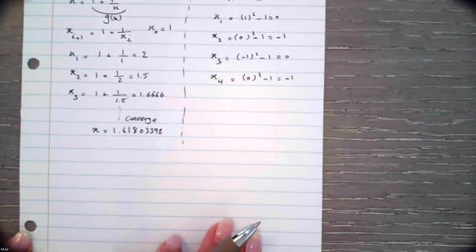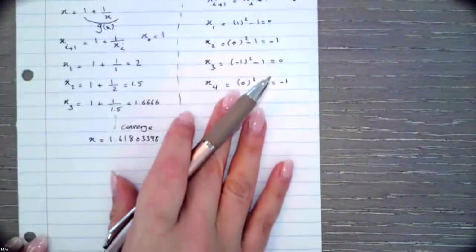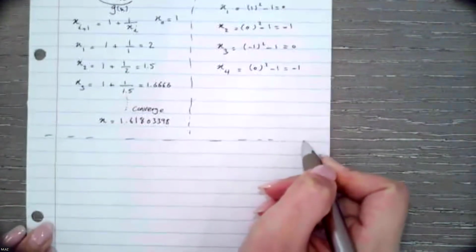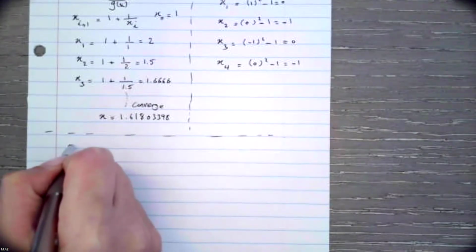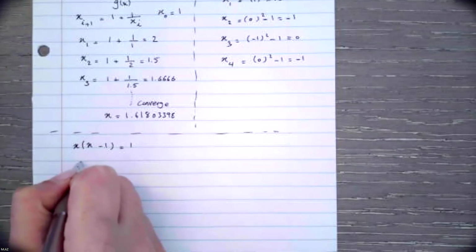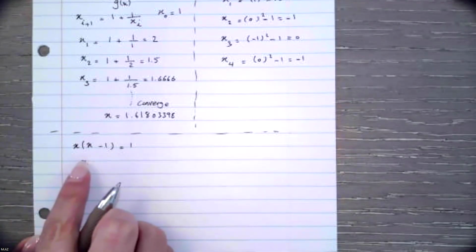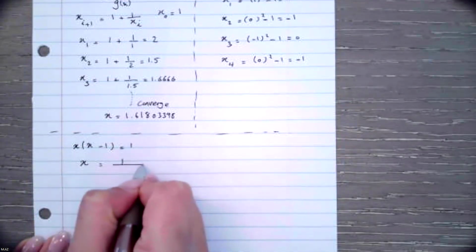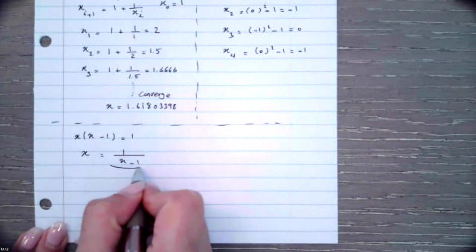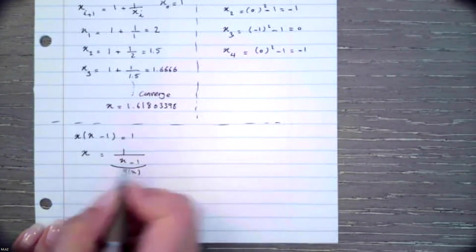Let's look at another rearrangement for this main function. Another rearrangement is to write x as 1 over x minus 1. Again, the coefficient and order of x on the left side should be 1. Now this rearrangement is for fixed point iteration, and this is g of x.